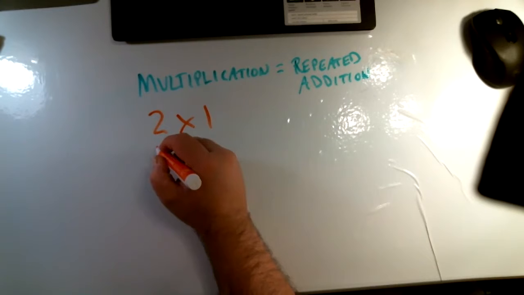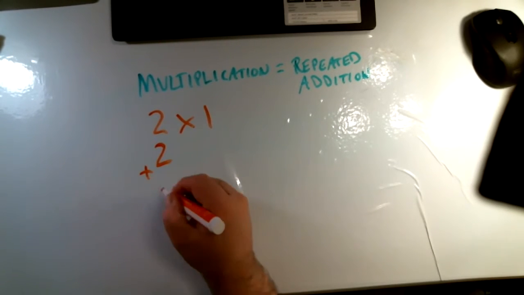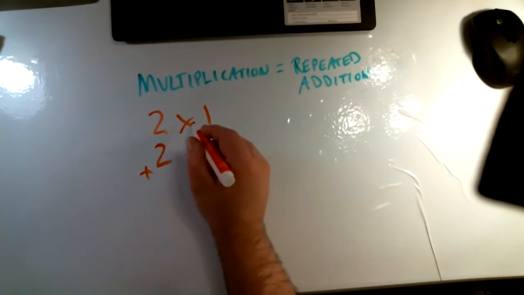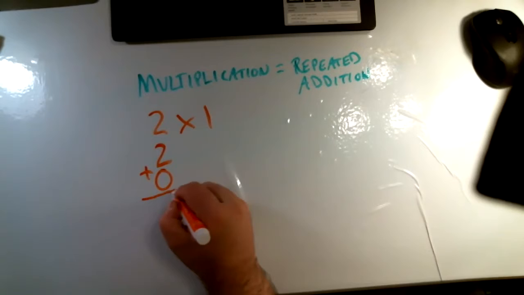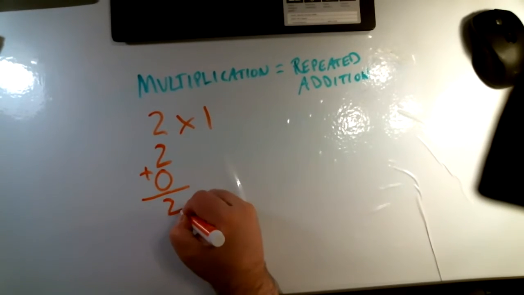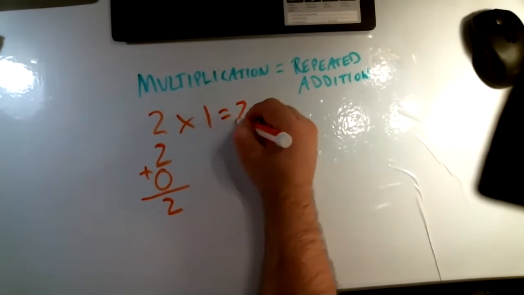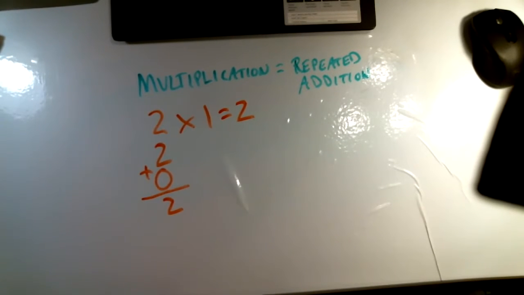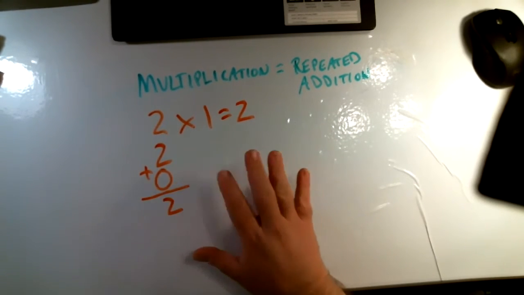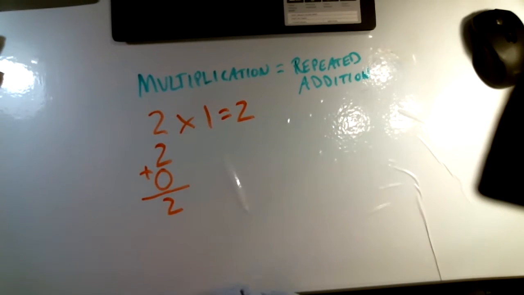So that's really 2 plus, well, I'm not adding 2 to itself, so that's 2 plus 0 because I'm only adding it once, and that equals 2. So 2 times 1 equals 2. Now, if we go back to how we model in class, and I'm going to use the pink ones just so you can see it more clearly.